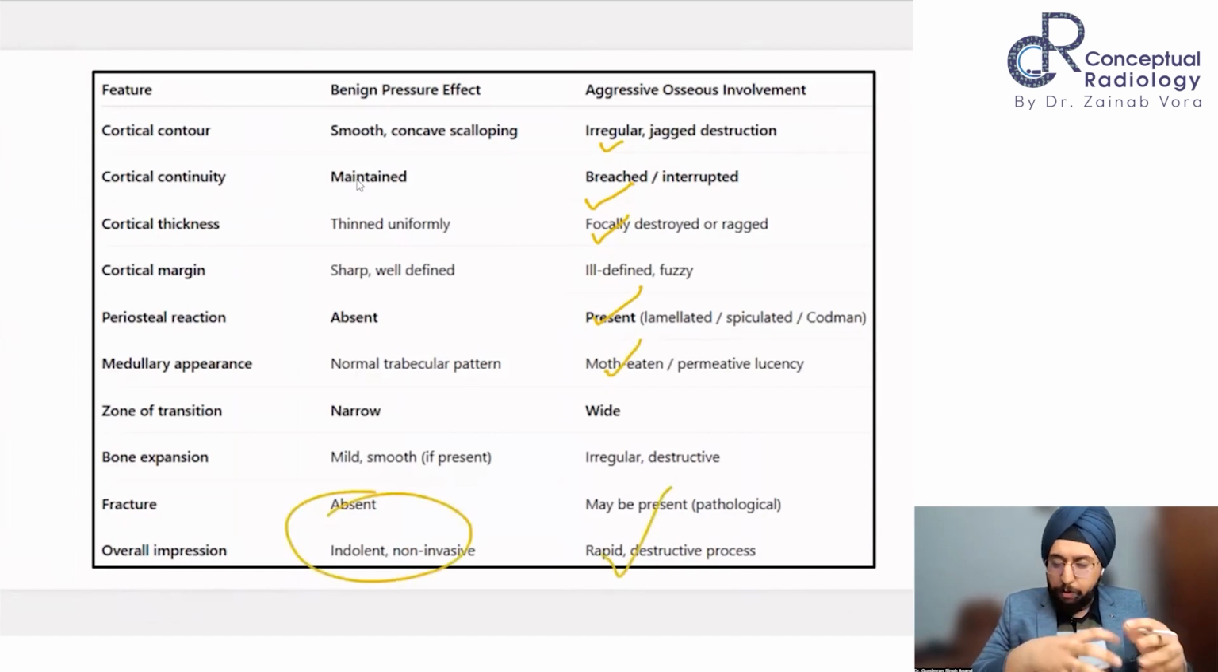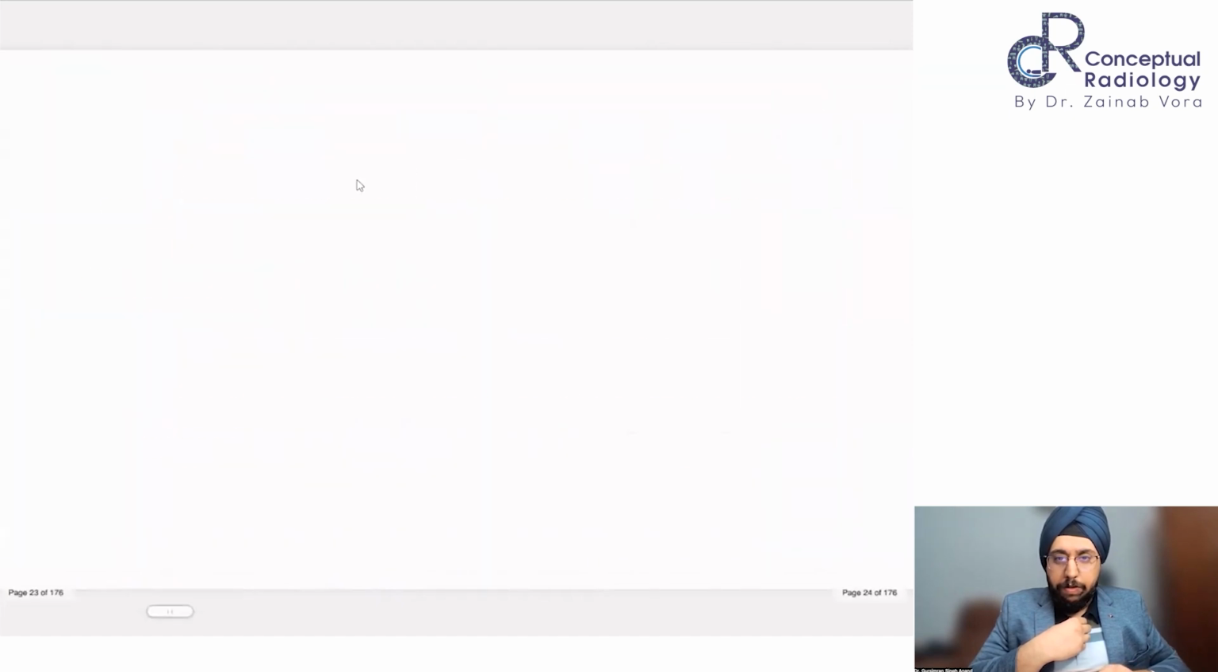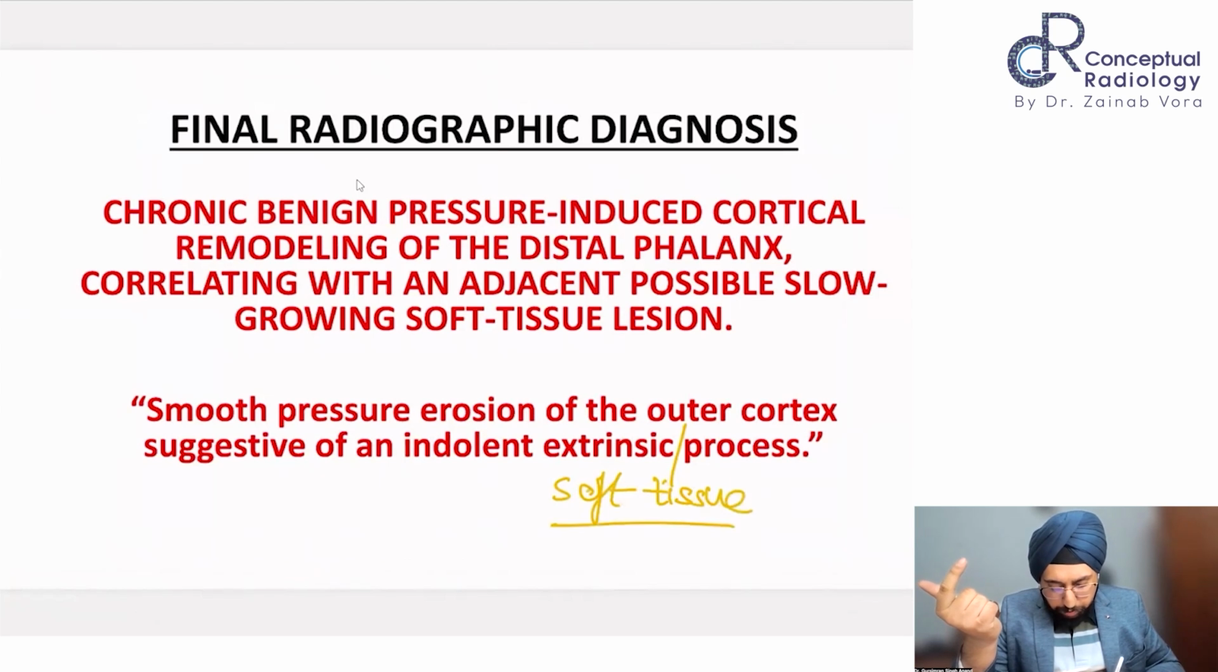And when we are talking about a smooth scalloping, we are talking about something benign and indolent, or you can say a slow growing process. So it's a smooth pressure erosion of the outer cortex, which is suggestive of an indolent extrinsic or soft tissue process. By extrinsic, we mean here an extramedullary process, or you can say an extra osseous process.